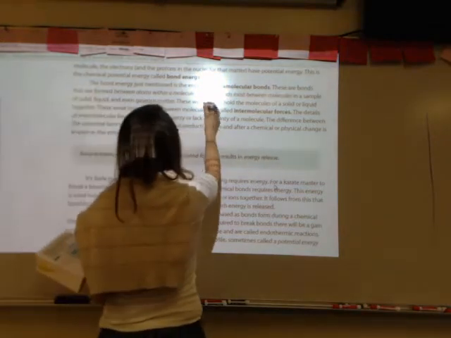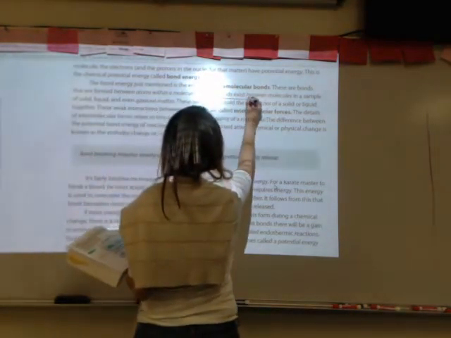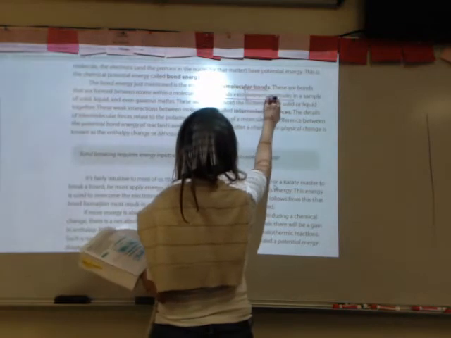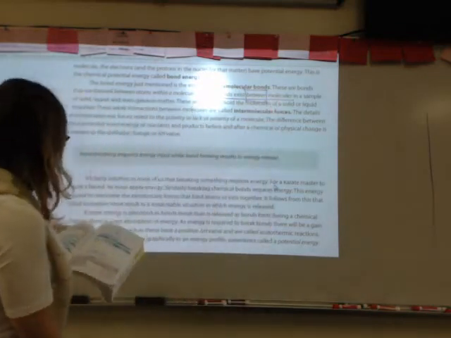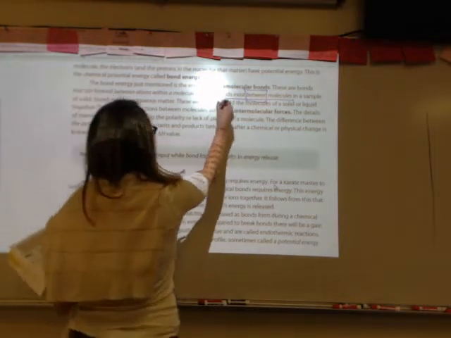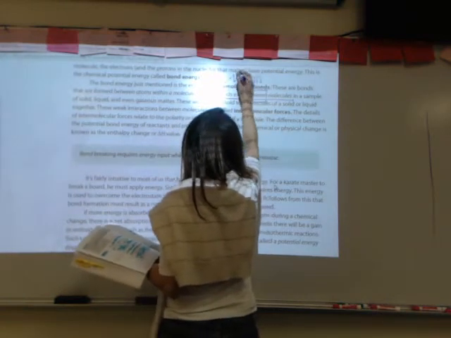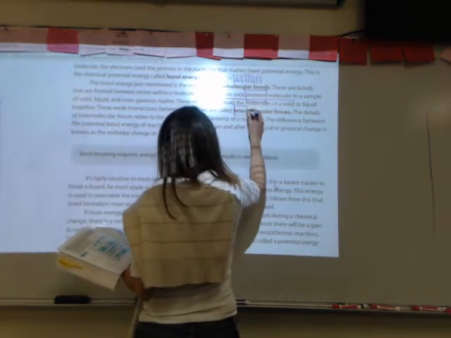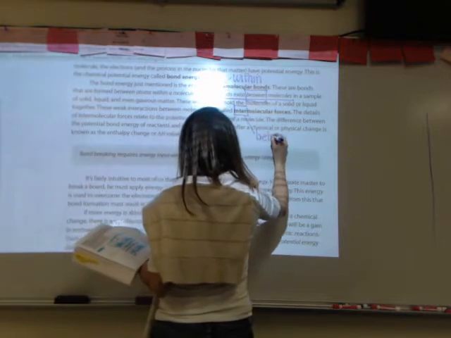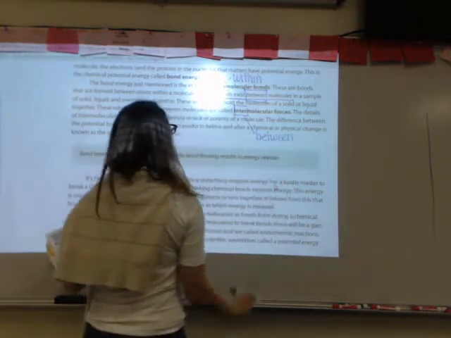Now, weaker bonds exist between molecules. These would be known as intramolecular, okay? Or I'm sorry, intermolecular. So intra means within, and then inter means between. So between molecules, we can have weaker interactions.